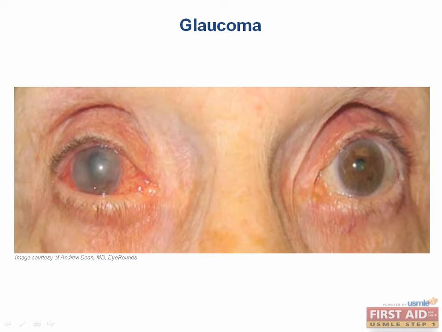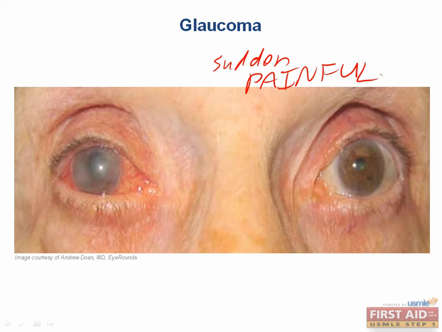This, however, is not chronic glaucoma. This is something entirely different. This is acute closed-angle glaucoma, and this is sudden onset, and it is very painful. It is obvious that something is wrong with this eye.